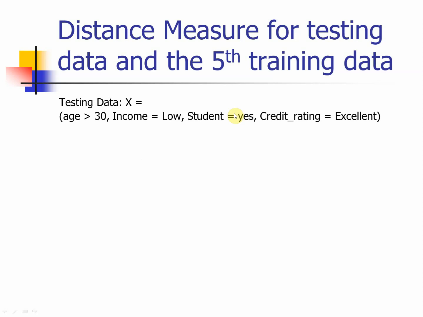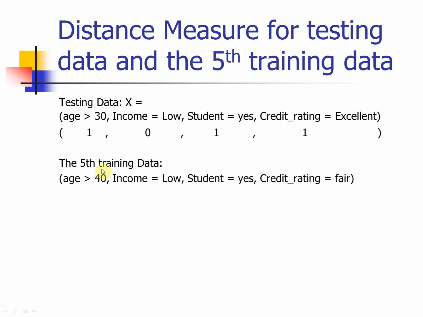If we take a look at the example with the 5th training sample, it will generate something slightly different. The testing data is 1011, while for the 5th training sample, age is greater than 40. As we mentioned, we convert that to a 1 over here, because it satisfies and covers the data. Income equals low, so it's a 0. Student yes, it's a 1. The only difference is that the credit rating is fair, so this is a 0 over here.